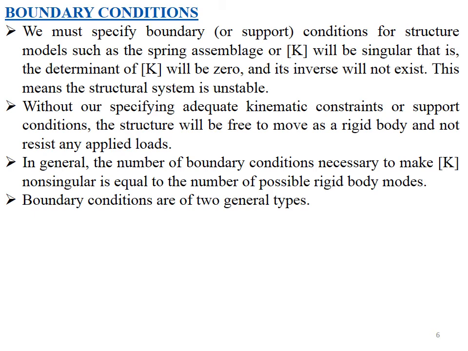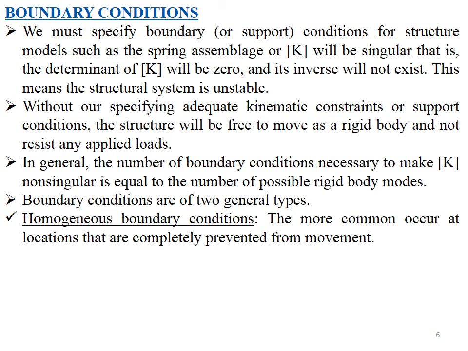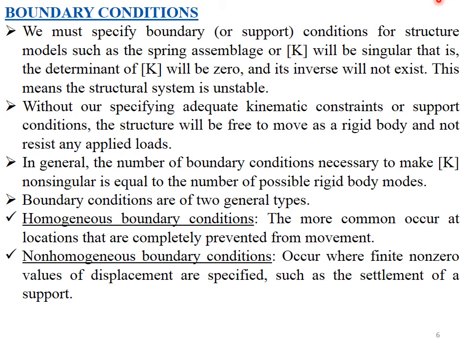So the boundary conditions are generally of two types. One is the homogeneous boundary condition, which is the more common, occurring at locations that are completely prevented from movement. The other is the non-homogeneous boundary condition, which occurs where finite non-zero values of displacement are specified, such as a settlement of a support.